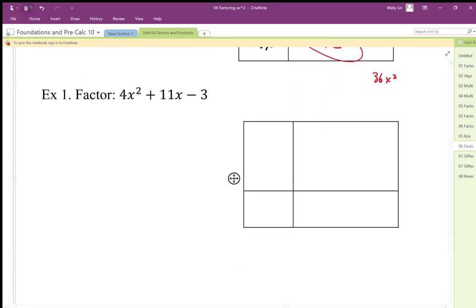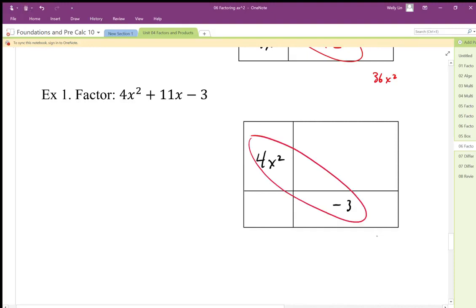So let's give this a shot here. We're going to have our 4x squared plus 11x minus 3. We're going to do step 1, negative 12x squared, and that allows us to split the 11. What multiplies to negative 12? One's got to be negative, one positive, and have a difference of 11. That's got to be negative 12 and positive 1. Oh, sorry, positive 12 and negative 1.